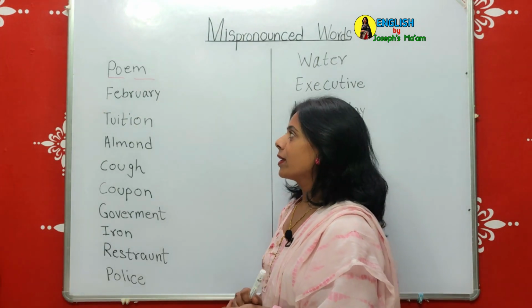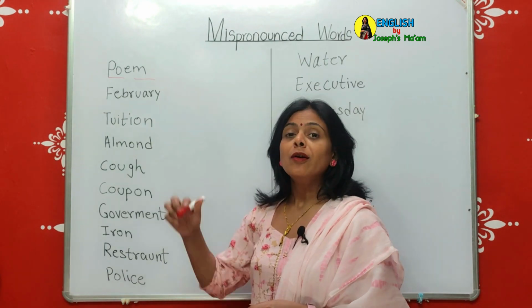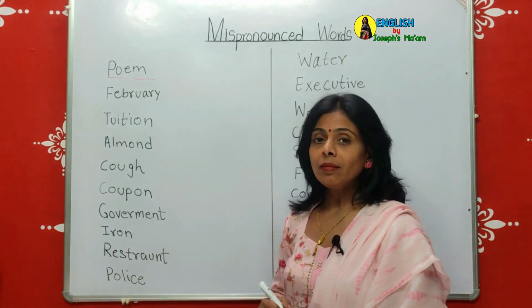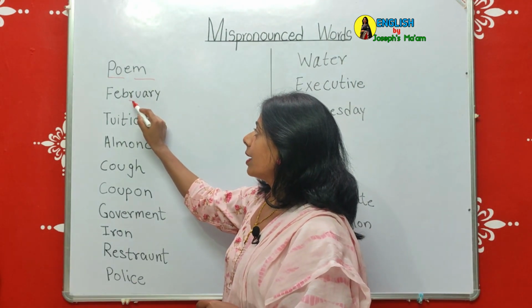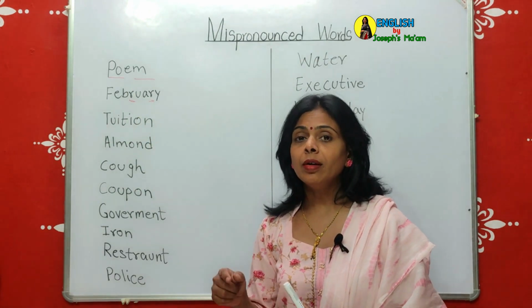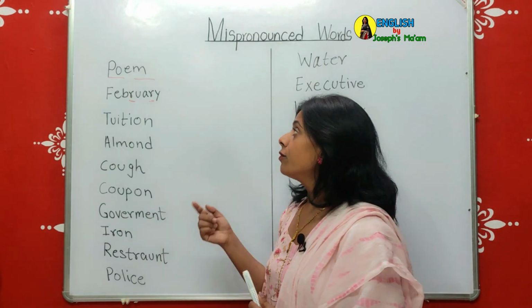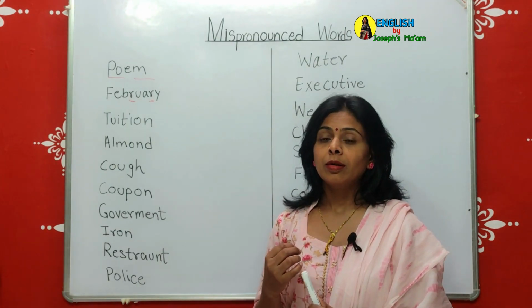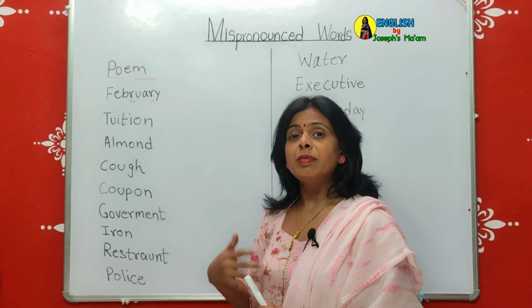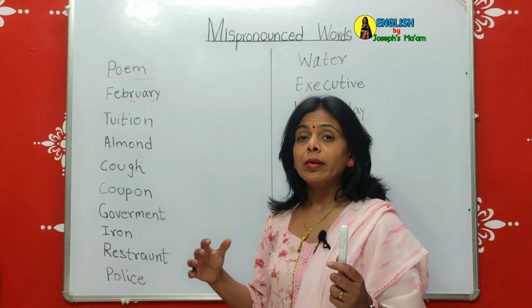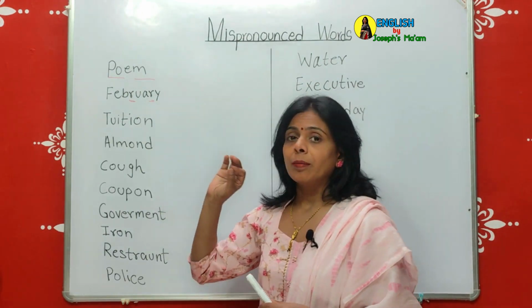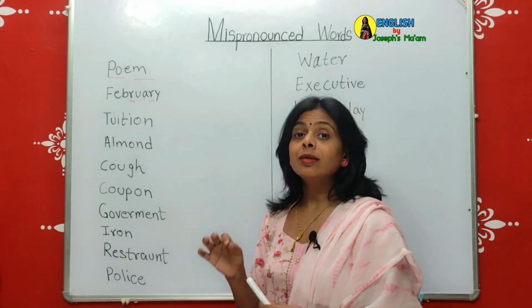Okay, so let us come to the next word. We say this word as February, but no, it's wrong. Here the R is silent. Most of us say it wrong. Whenever we speak, although we think we say it in the correct way, today is the month of February, no, it's wrong. R is silent over here.